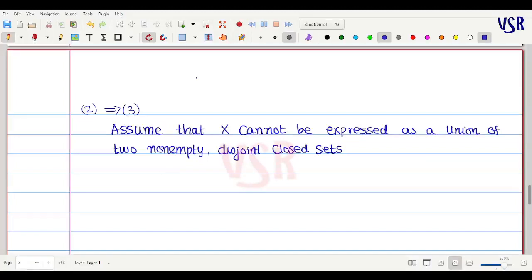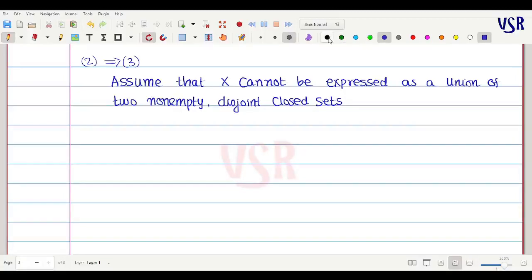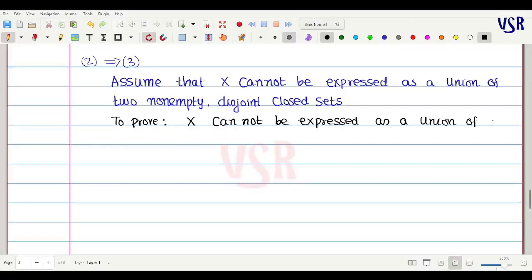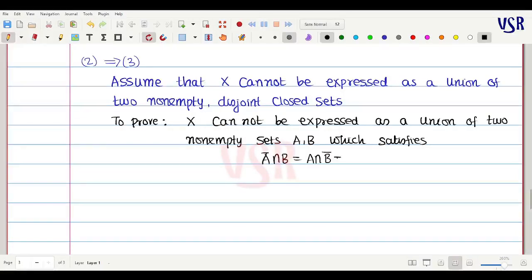ஓகே, ஸோ நான் இப்போ என்ன ப்ரூஃப் பண்ணணும் அப்படின்னா to prove, இப்போ நான் to prove மட்டும் வேற கலர்ல எழுதுறேன். Okay, so we'll take to prove என்ன proof பண்ண போறேன் அப்படின்னா, this X cannot be expressed as a union of two non-empty sets A, B which satisfy என்ன கண்டிஷனை satisfy பண்ணுது அப்படின்னா, this A closure intersection with B which is equal to A intersection B closure which is equal to empty. இது ரெண்டும் இன்டர்செக்ஷன் வந்து எம்டியாக இருக்கிற மாதிரியான ரெண்டு செட்ஸ் A and B ரெண்டு செட் எடுத்துருக்கேன். அதனுடைய யூனியனா என்னால எழுத முடியாது அப்படின்னு அசியூம் பண்றேன். ஓகே, அப்படின்னு நான் ப்ரூஃப் பண்ணணும்.